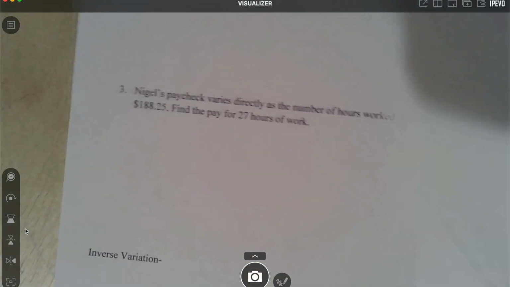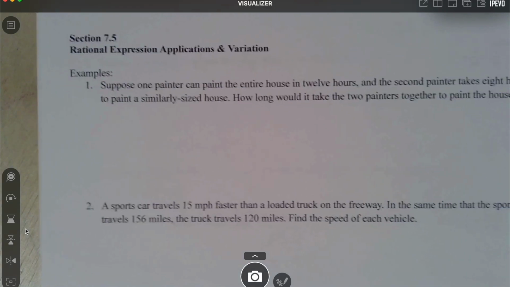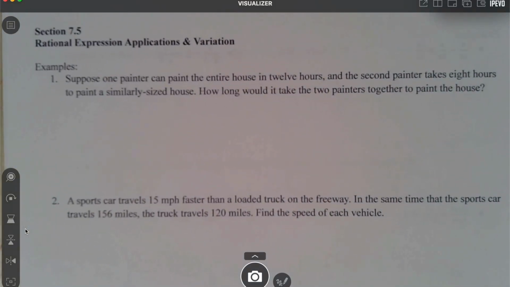So, great. We're finally there. We're at 7.5. We're really close to being done. We've got a few word problems, and then we've got variation to talk about. So, for 7.5, we've got that similar word problem about how people can work together. It's not too bad, but let's see what we can do here.